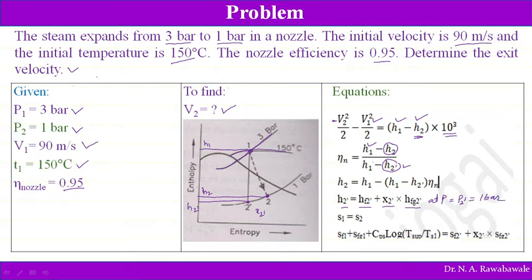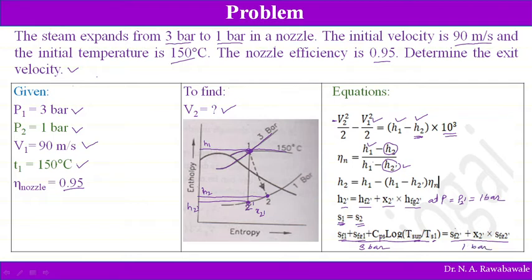Now, to find out the dryness fraction at point 2 dash, we have to equate the entropy before expansion to the entropy after expansion, because this process 1 to 2 dash is an isentropic process. So the entropy at point 1 is equal to the entropy at point 2 dash. The entropy at point 1 can be calculated as the entropy of superheated steam, since the condition of steam at point 1 is superheated. Therefore, the equation for entropy at point 1 is SF1 plus SFG1 plus CPS log of T superheat divided by TS1. The temperature of superheated steam is given. SF1 and SFG1 can be obtained from the steam table at a pressure of 3 bar. So the left hand side can be calculated.